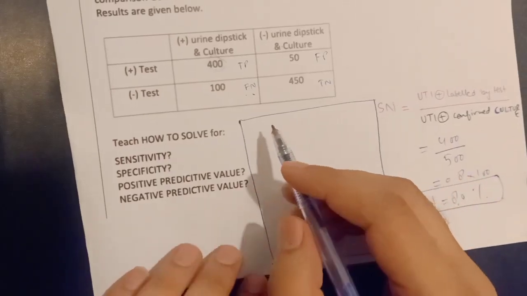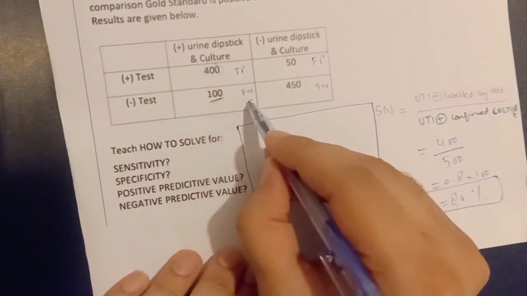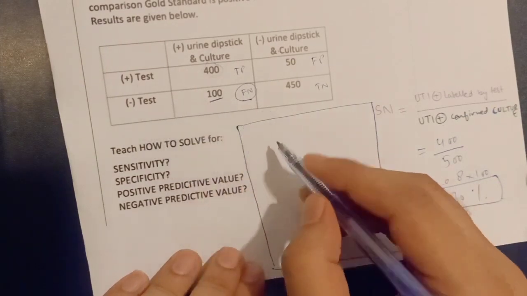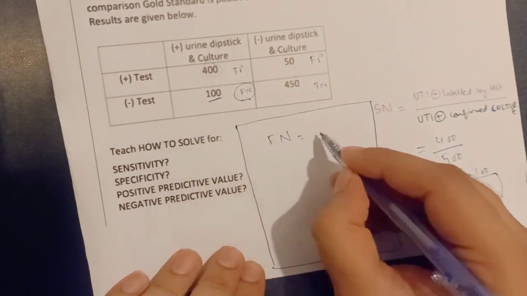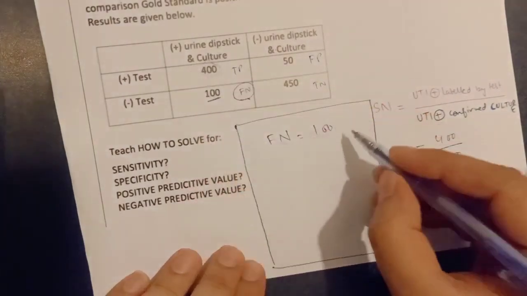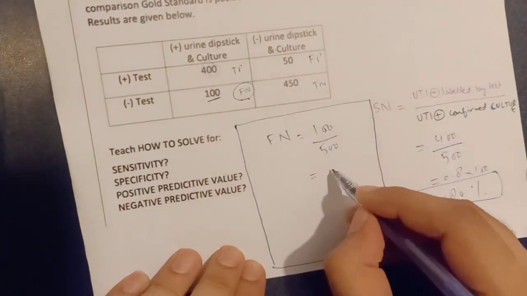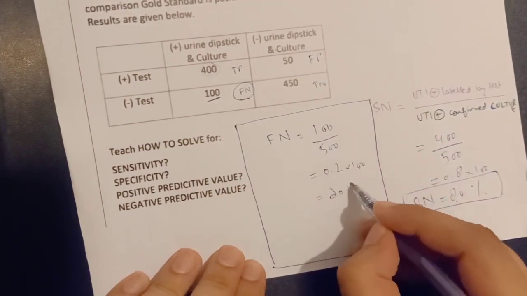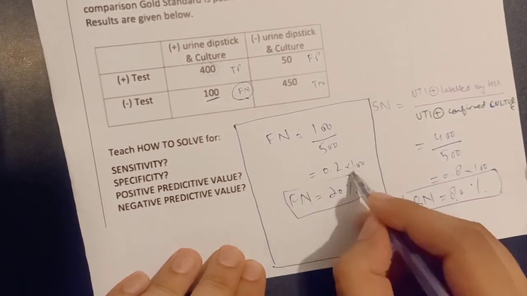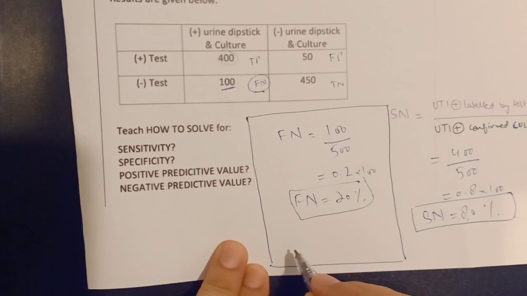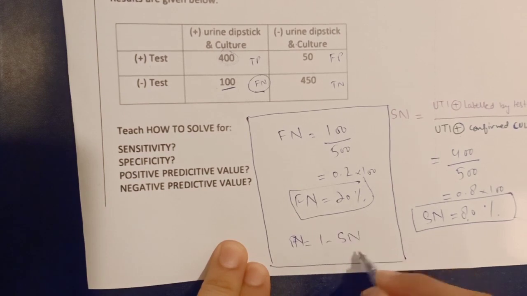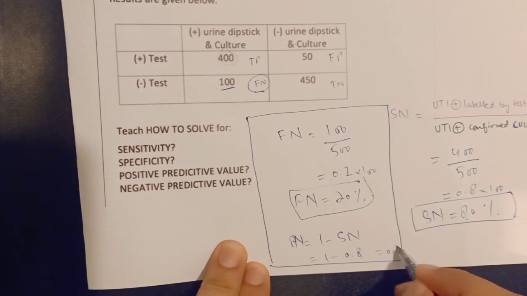After sensitivity, the next question arises: what about this 100? Obviously, it's the false negative number, which our test couldn't pick up. So false negative is equal to 100 over the total of this, 500, which is 0.2 into 100, which means 20%. So false negative is 20%. Or false negative can also be found as 1 minus sensitivity. Sensitivity is 0.8 or 80%, so false negative is 20%.